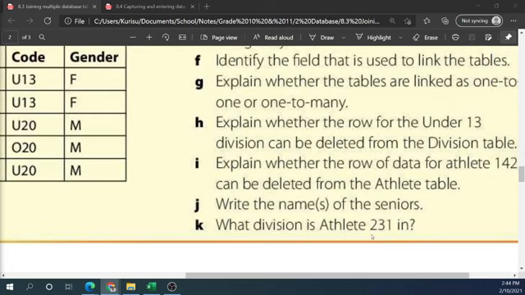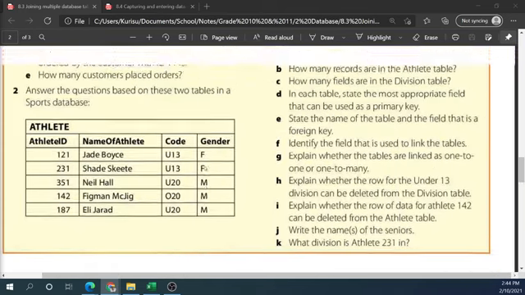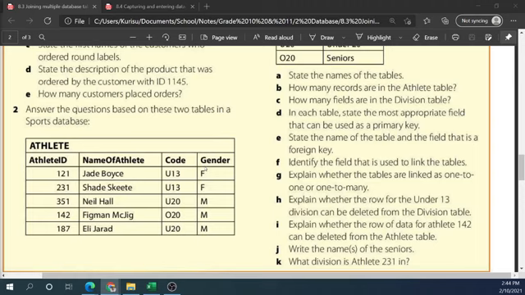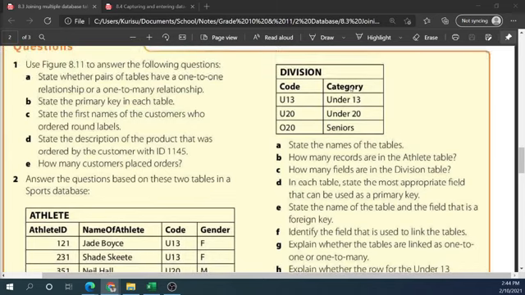So the last question. Jeremiah left. Who didn't answer? Alright, we can go back to Aaron. What division is athlete 231 in? Athlete 231, what division is that person in? Sir, the under 13 category. The under 13 category. Very good.